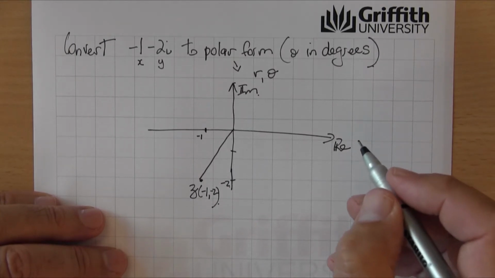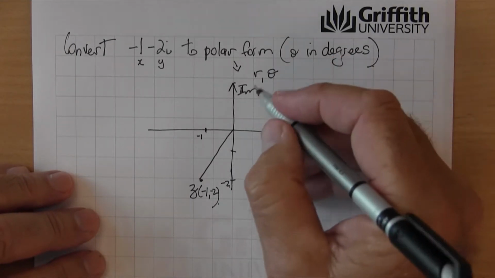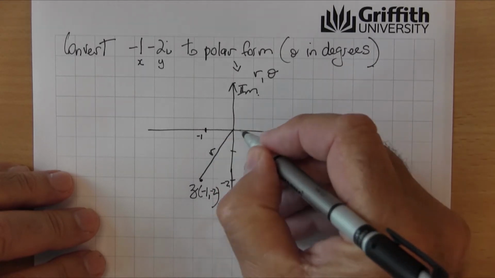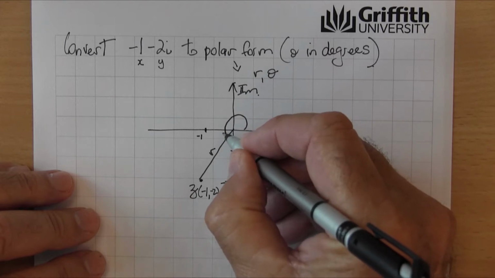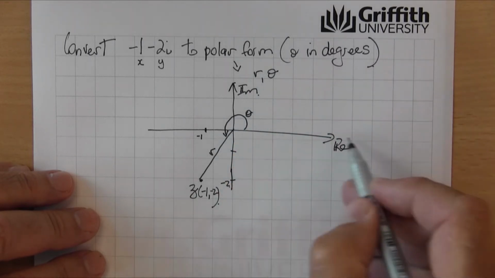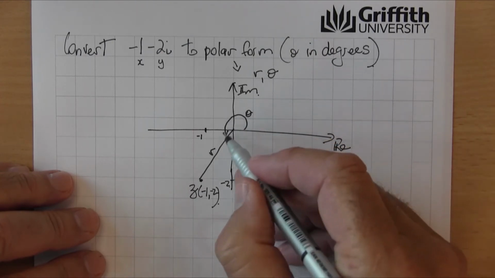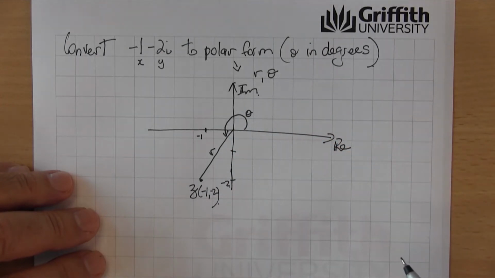So we need to come up with the polar form, and this is my r value, and this is my theta value. Theta always starts with the positive direction of the real axis, and it goes anti-clockwise.